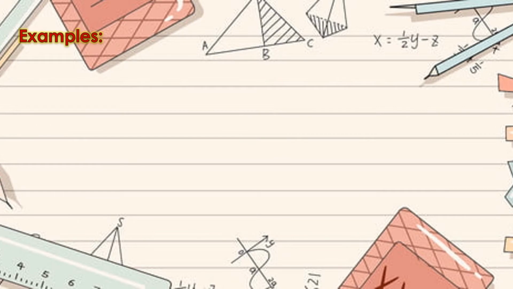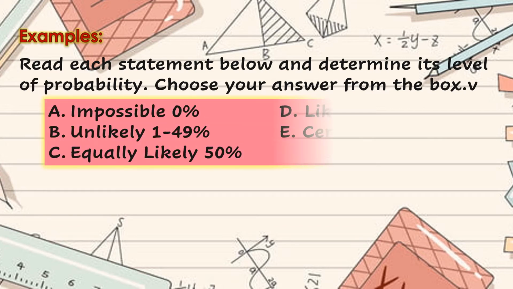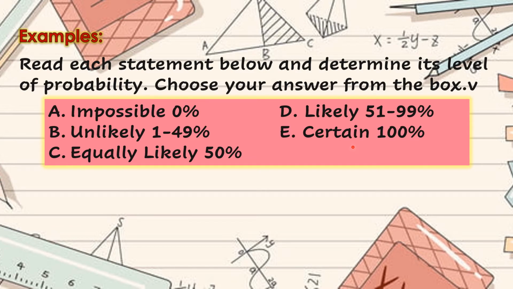To know more about this probability line, let's have an example. So read each statement below and determine its level of probability. Choose your answer from the box. Ayan. So, ito yung ating pagpipilian. Letter A, if the probability is impossible. B is unlikely to happen. C is equally likely to happen. D, likely to happen. And letter E, it is certain.